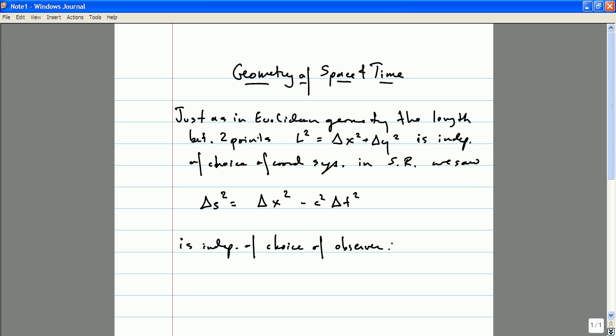To state this slightly differently, just like in plain Euclidean geometry, the values of delta x and delta y between two points can depend on the orientation that you choose for your coordinate system. In special relativity, the time separation delta t and spatial separation delta x between two events will depend on the observer who's doing the measurement, i.e. will depend on the choice of reference frame. But nevertheless, this particular combination, delta x squared minus c squared delta t squared, does not depend on the choice of observer. That means that it is physical.